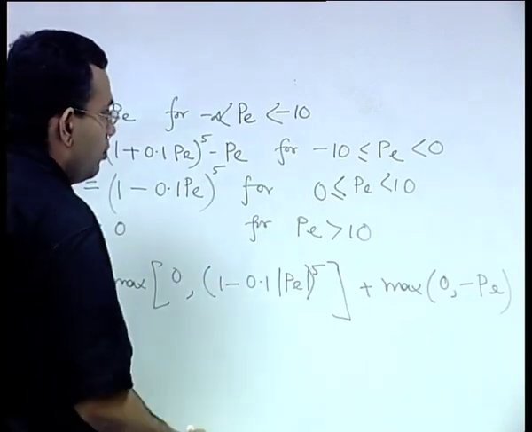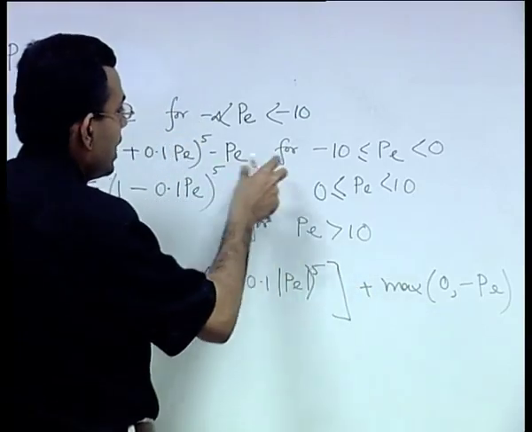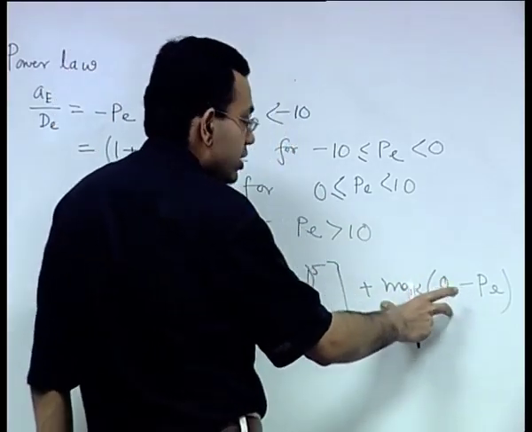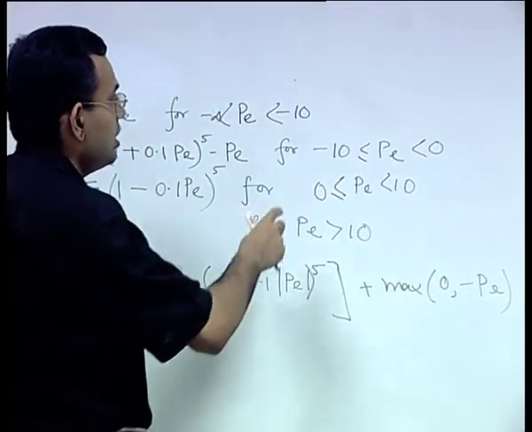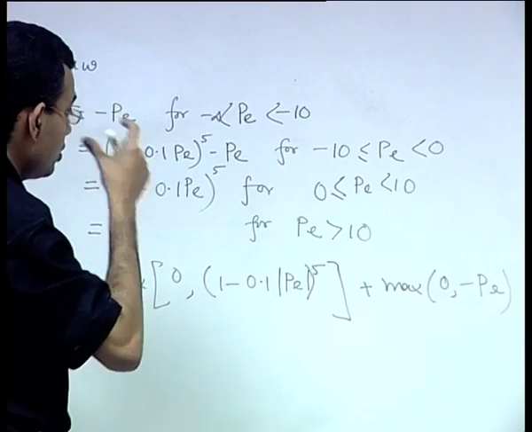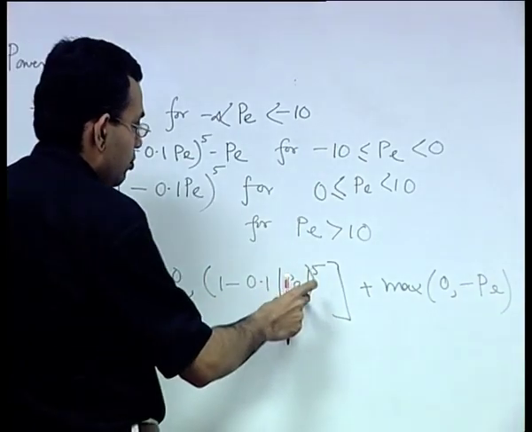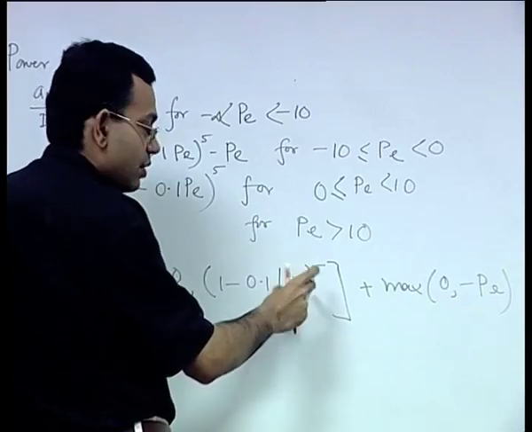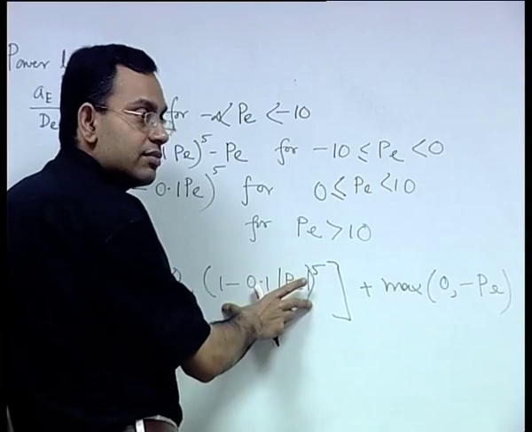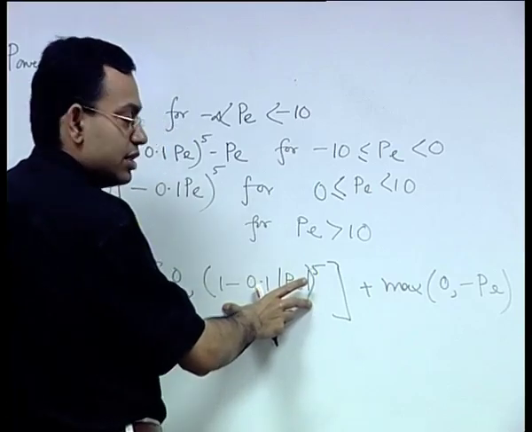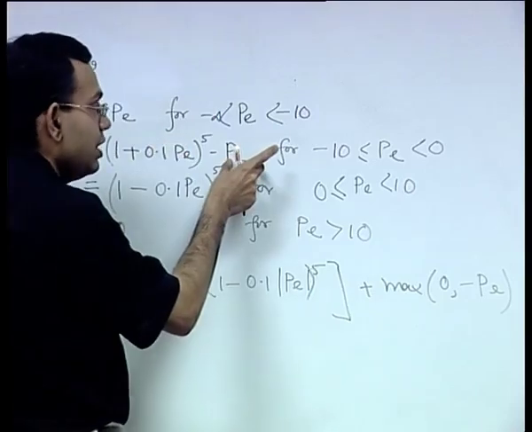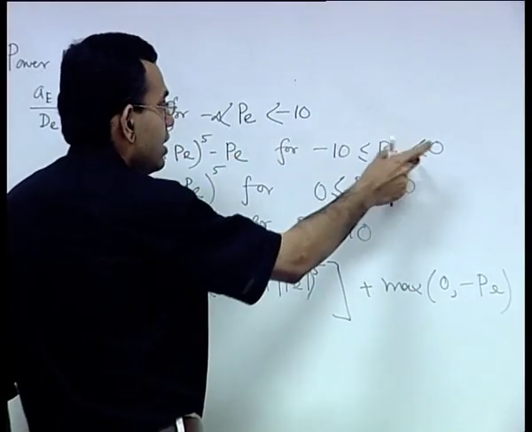What we can see from here is that if you go for different ranges, all the different ranges can be accommodated through this common formula. For example, consider the range between minus 10 to 0. Mod of Peclet number is minus Peclet number and this term will dominate over this term. So this is like the hybrid scheme where you replace the linear part by this power part. Max of 0 and minus p is minus p, so it is minus p for the Peclet number between minus 10 to 0.